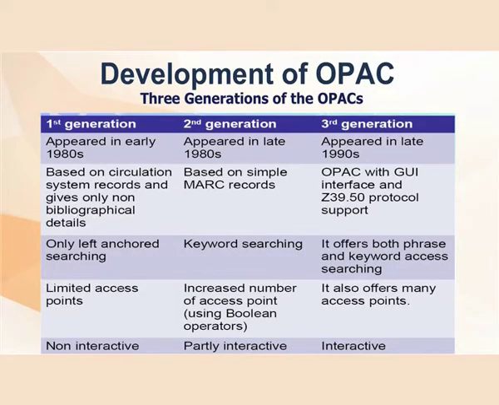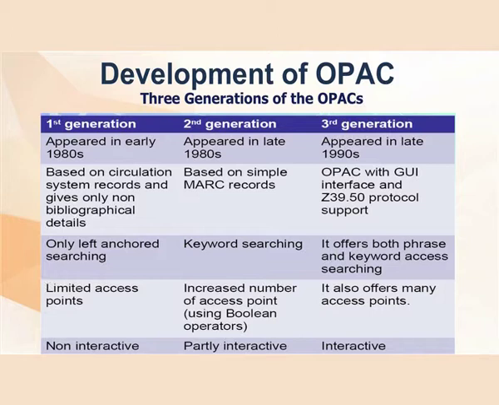If you look into the generations of the online public access catalog, we can basically categorize the generations of OPAC into three: first generation, second generation and third generation. Under first generation, these appeared in the early 1980s, based on circulation system records and gave only non-bibliographic details. Left anchored searching was there. Limited access points were available in first generation OPAC and they were non-interactive. You can say these were like Web 1.